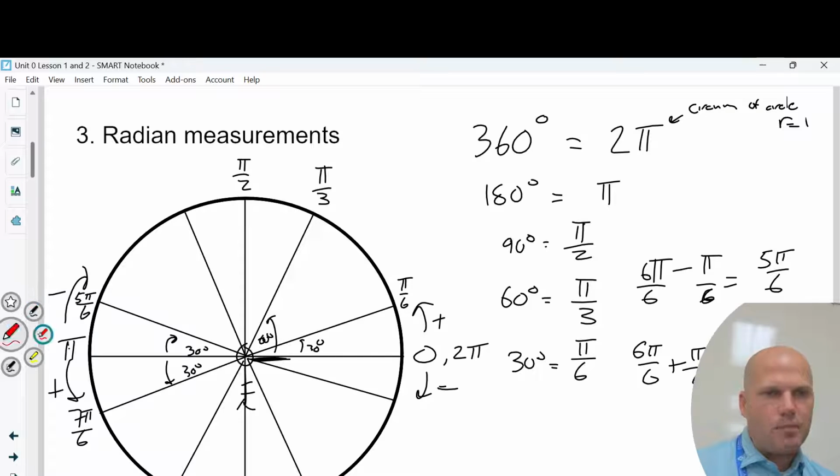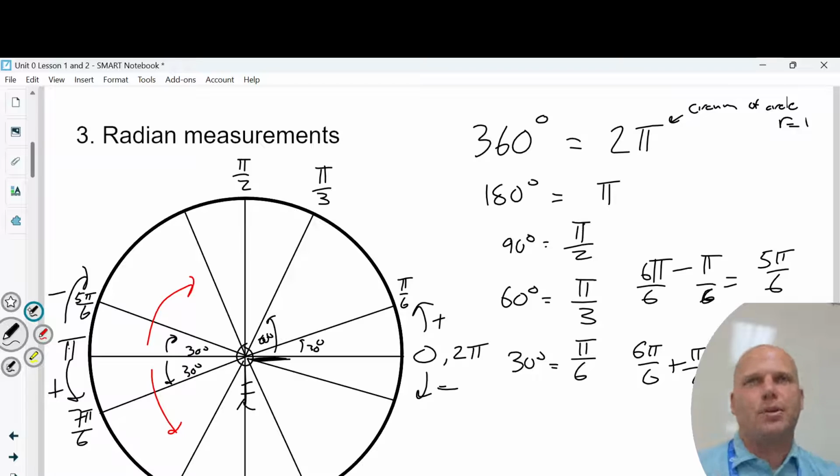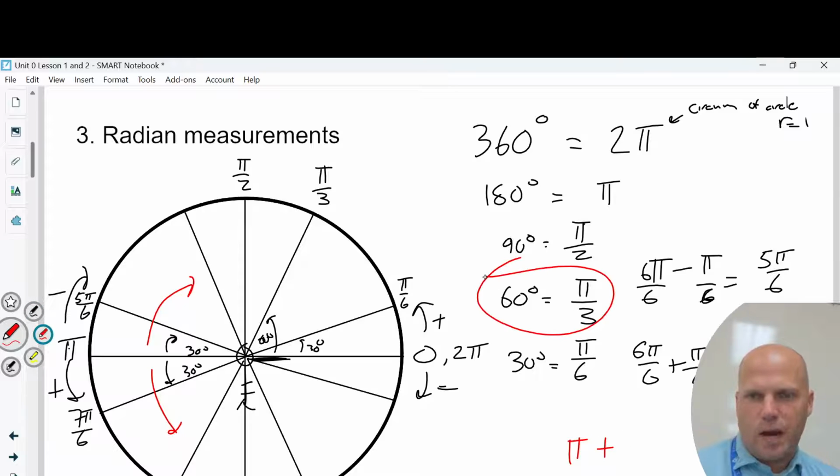Great, I could do the same thing with 60 degrees. What happens if I subtract 60 degrees or add 60 degrees from pi? Well, you could do it with 180 plus 60 or 180 minus 60, but it's actually not that bad to do pi plus pi over 3, or pi minus pi over 3.